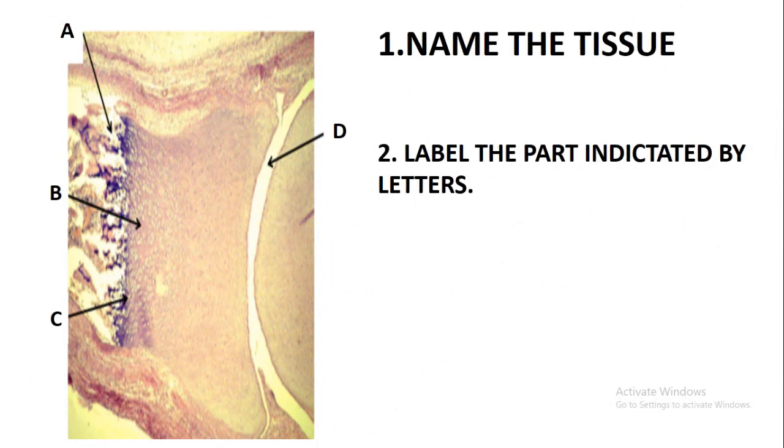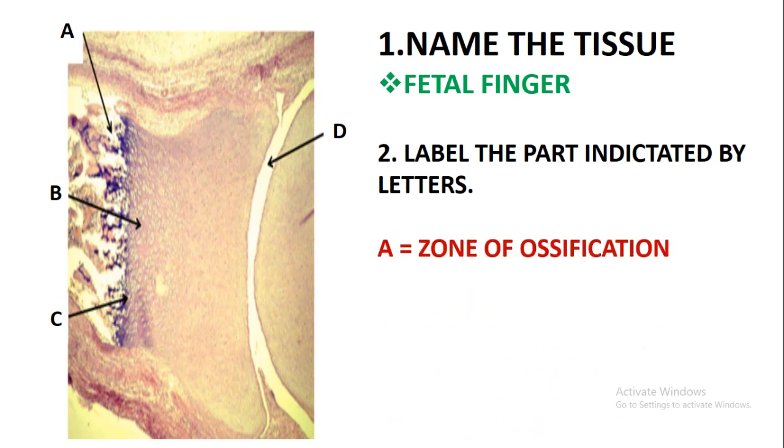So the next slide is name the tissue. If you look at this tissue, this is just the fetal finger. Label the part indicated by the letter. If you look at A, it is just the zone of ossification.